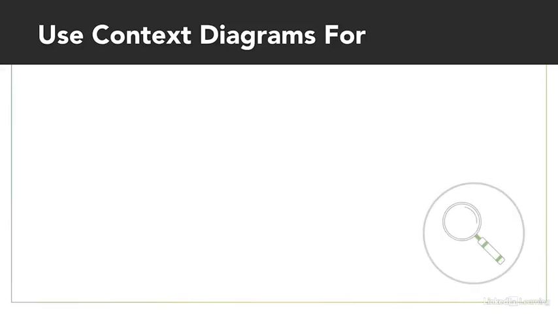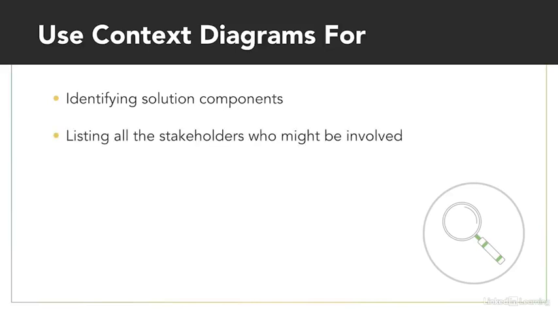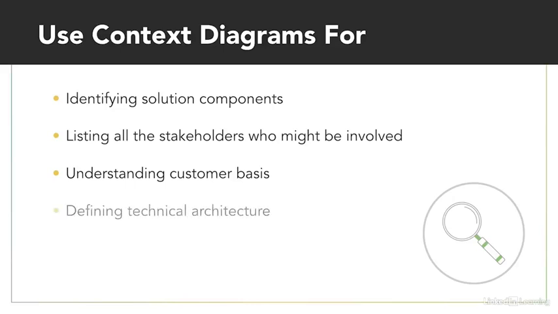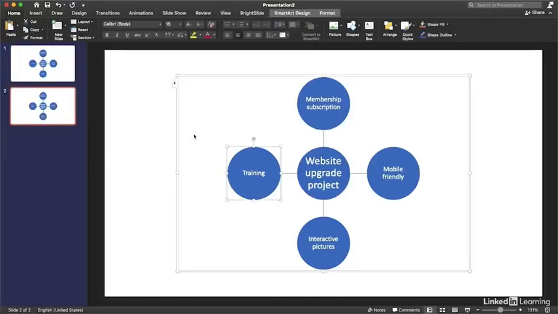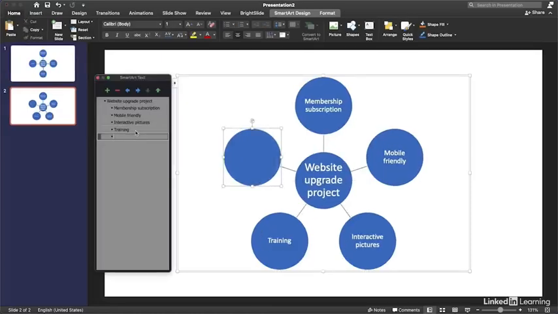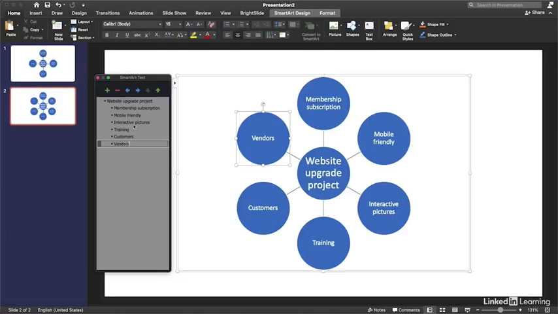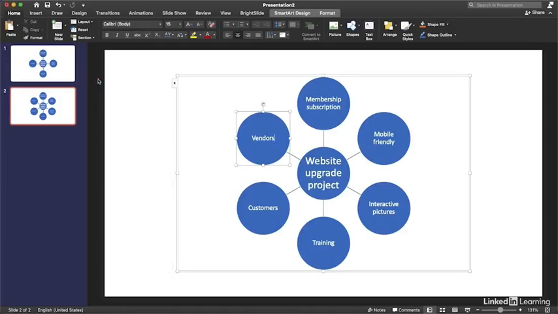So these are great for things like identifying the solution components, listing all the stakeholders who might be involved, understanding customer bases, detailing the technical architecture, what you'll see commonly referred to as a data flow diagram, and even identifying access points. And so I'll go back to my diagram because I realized I should also add in customer as well as vendors. So I'm going to click on my SmartArt and add a new line for customers as well as vendors. These both have a relationship to our website upgrade. And again, whatever's in context.